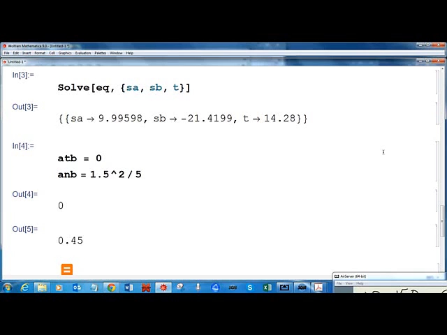Why did you put the ATB and ANB? This is the acceleration in the tangent of body B, and it was 0 because the speed's not changing. This is the acceleration in the normal of body B, and it's speed squared over radius. How's that? Is that good for 150?